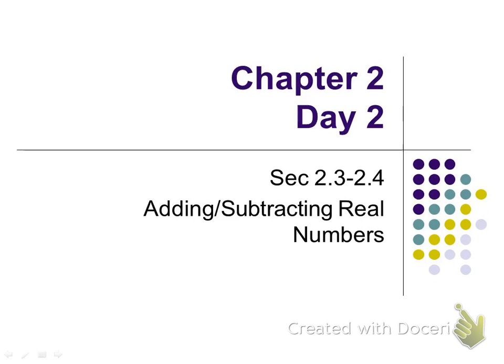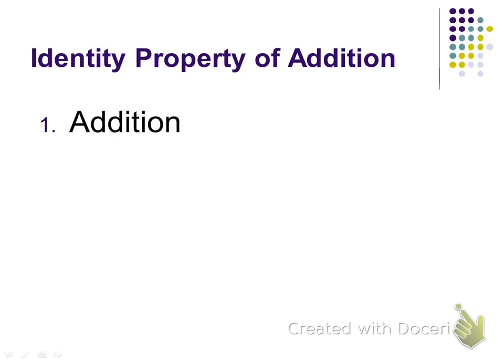All right, so today we are doing the day 2 notes. If you're following along in your textbook, it is section 2.3 and 2.4. In the packet of notes I gave you yesterday, we're right in the middle of the first page on the table of properties. And it should start right here with the identity property of addition. Everyone see where we're at?